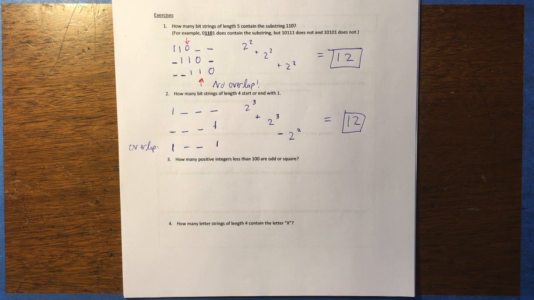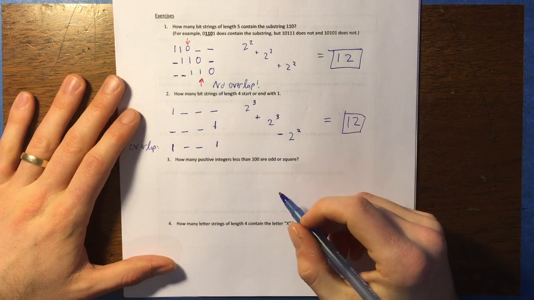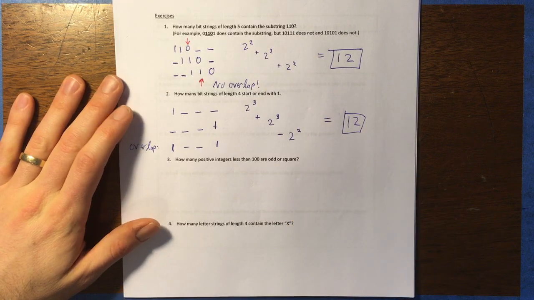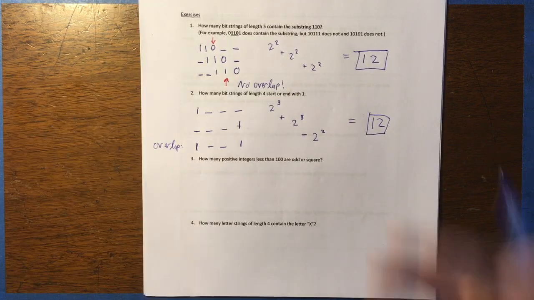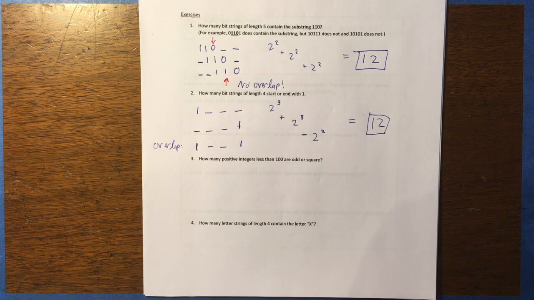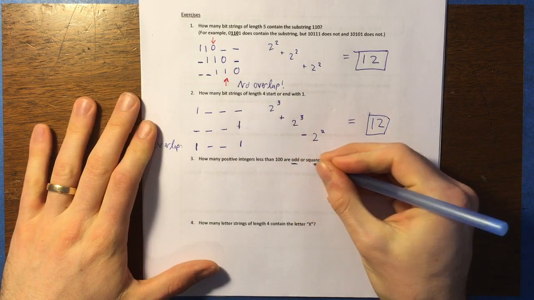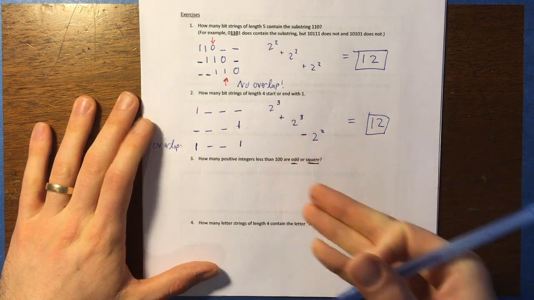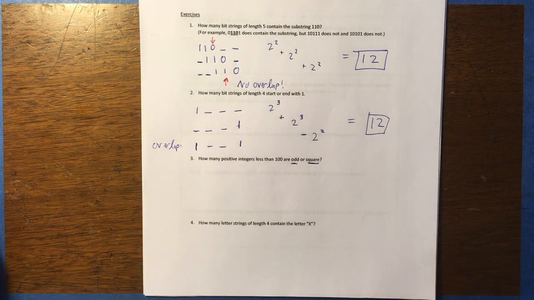All right, so now the next question: how many positive integers less than 100 are odd or square? This one, we're not dealing with strings at all, but we could break it down into cases again, like we were doing with the previous one. Odd or square, right? So first of all, even and odd numbers, that's fine.